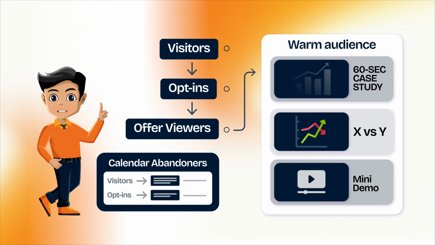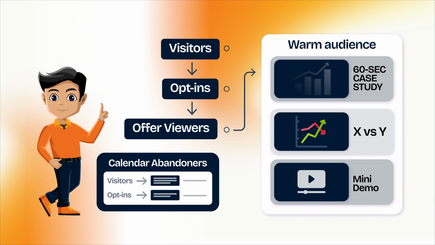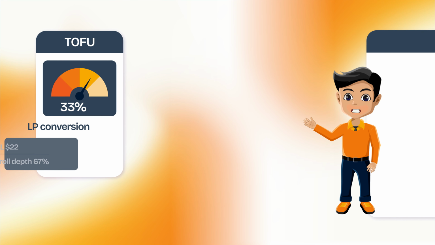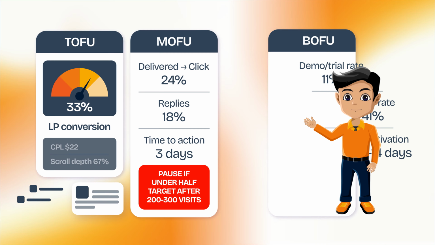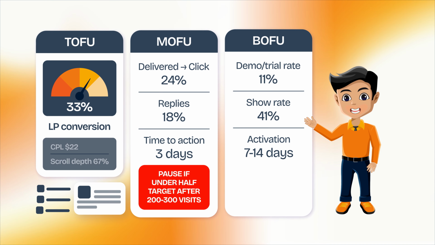Warm audiences should see offers. Cold audiences should see value first. Funnel metrics and guardrails. TOFU: landing page conversion rate to lead. Target 25 to 45% for a strong lead magnet, plus cost per lead and scroll depth.